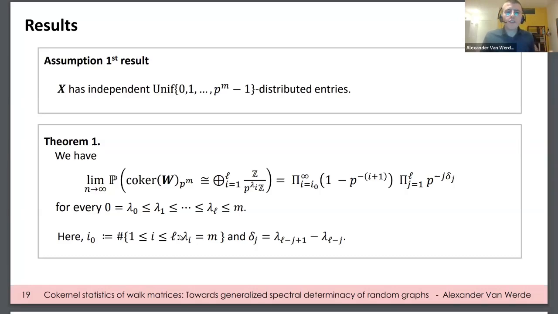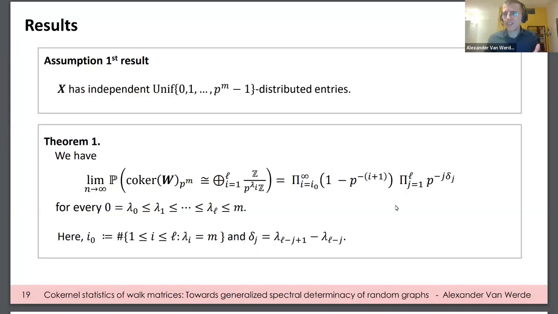Well, given this data, the right-hand side here gives us an explicit formula for the limiting probability that the cokernel attains that specific shape. And this right-hand side involves some infinite products, in the limit at least, which starts at I naught. And we also have some finite product, which particularly depends on these deltas, measuring the differences between the subsequent lambdas. So that's the statement of this result. What matters is not necessarily the specific shape of it, but that it's explicit and that we can prove it, of course.